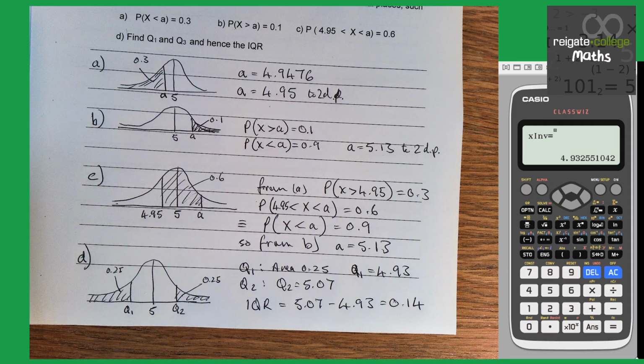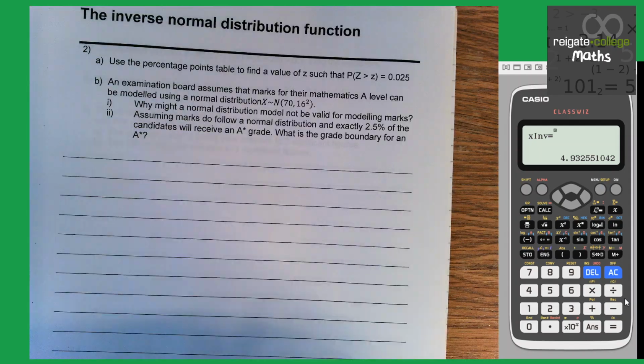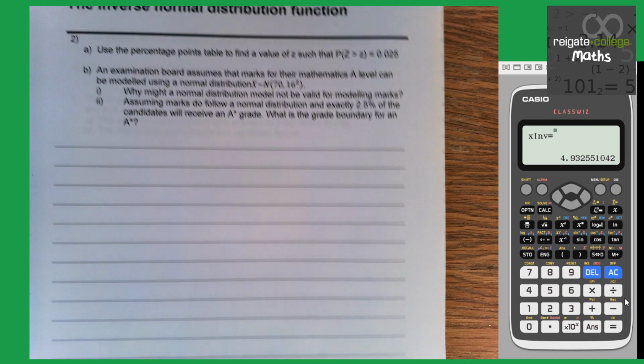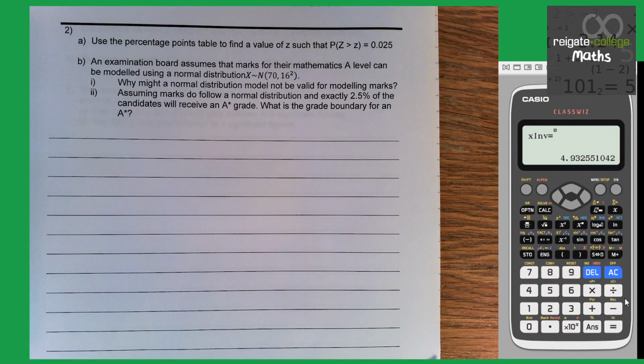We could do it to a greater level of accuracy than that, but we've been asked for 2 decimal places. Okay, so let's go on to question 2 over the page. This says, use the percentage points table to find the value of z such that the probability of z is less than little z is equal to 0.025. So this is referring to z, the standardized normal distribution function.